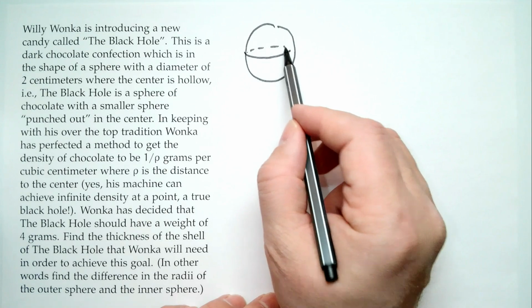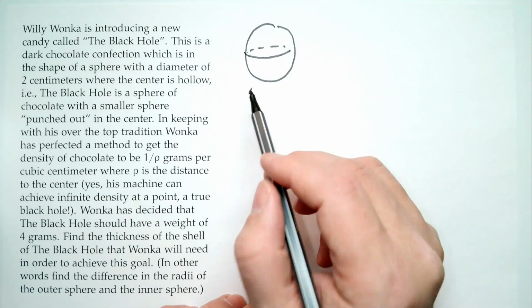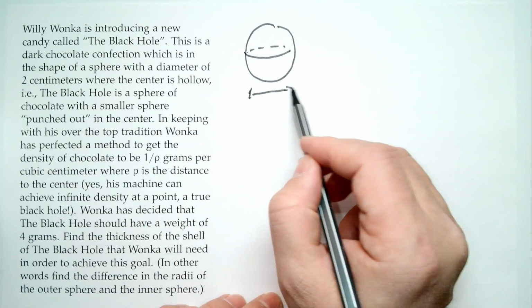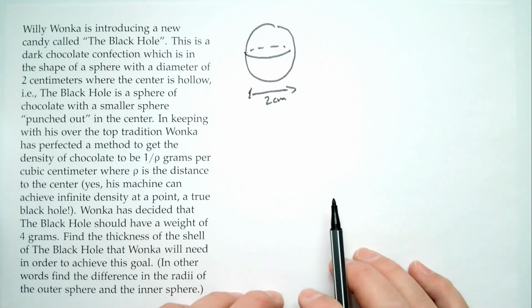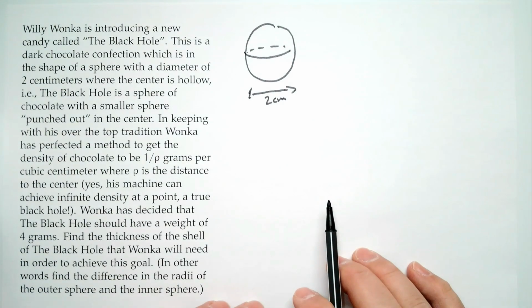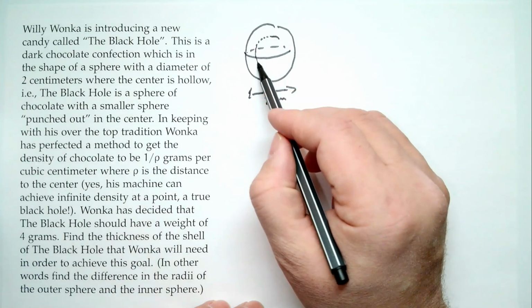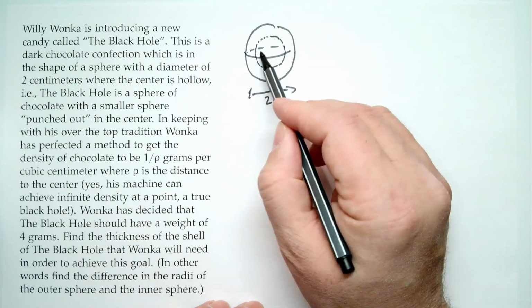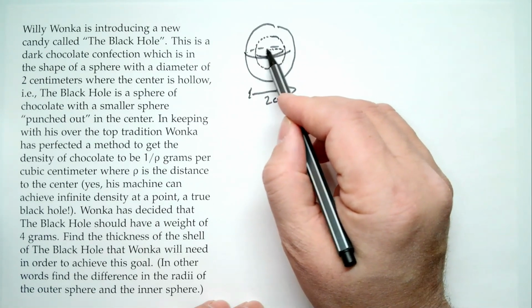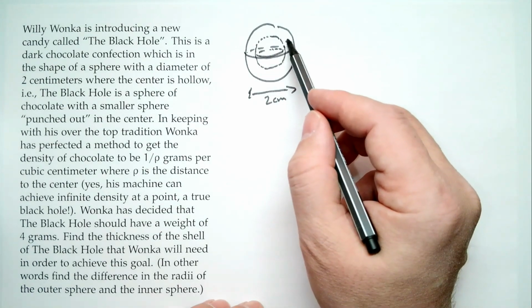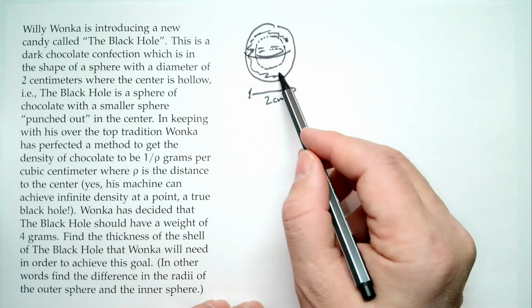All right, so here it is. It's 2 centimeters is the diameter, so that's all the way across. And the center is hollow. So what does that mean? Well, it's not solid chocolate. So there's like a smaller sphere in the center that's been punched out. So it's like you take a big sphere and you pick out a smaller sphere from the inside. So that's our shape.